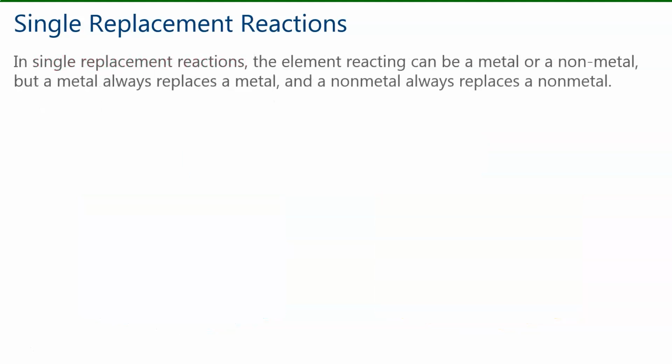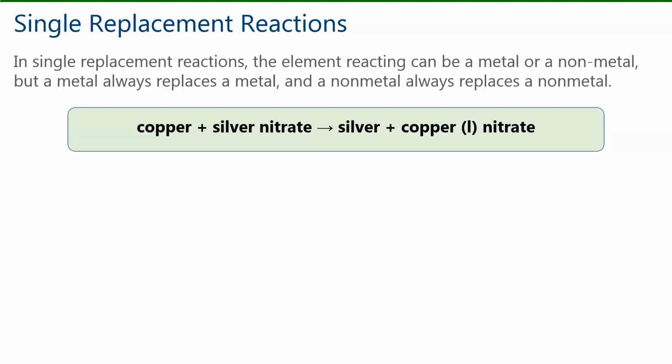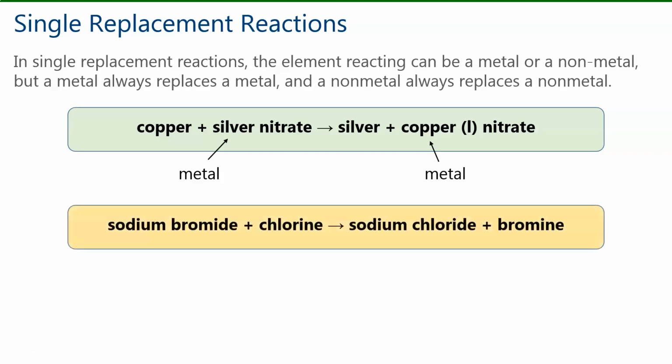In single replacement reactions, the element reacting can be a metal or a nonmetal, but a metal always replaces a metal, and a nonmetal always replaces a nonmetal. For example, if we have copper plus silver nitrate, it yields silver plus copper(I) nitrate. We have the metal silver replaced by the metal copper. In our next example, we have sodium bromide plus chlorine produces sodium chloride plus bromine. We have bromide, the nonmetal, replaced by chloride, the nonmetal. So again, a metal always replaces a metal, and a nonmetal always replaces a nonmetal.